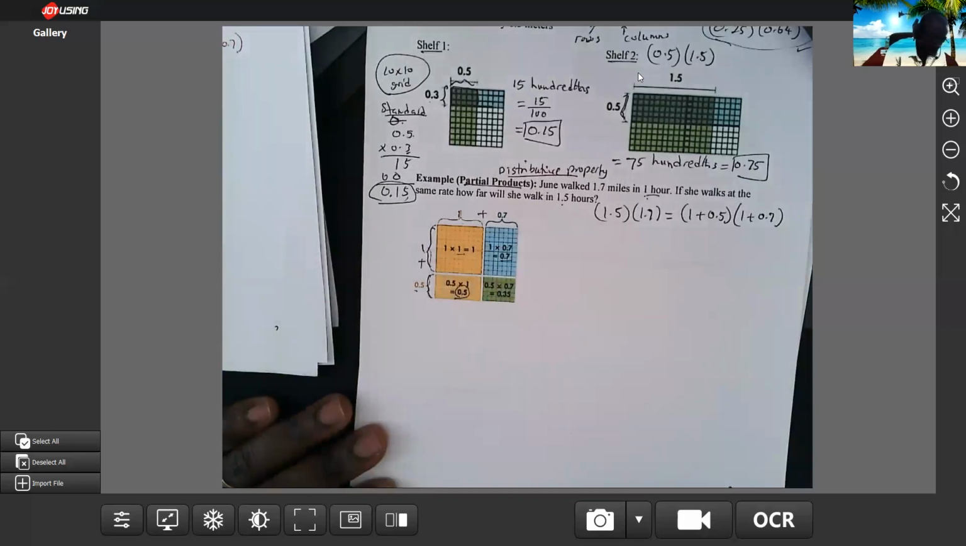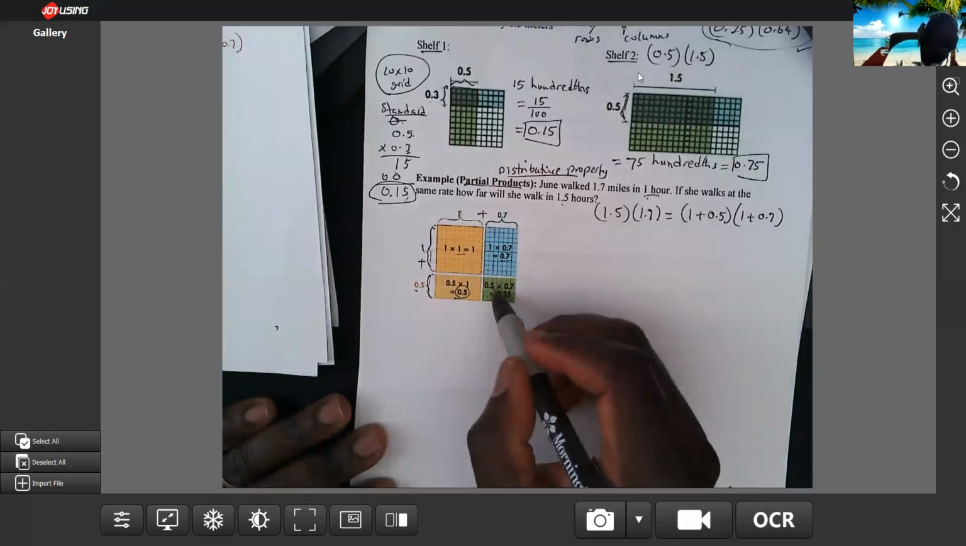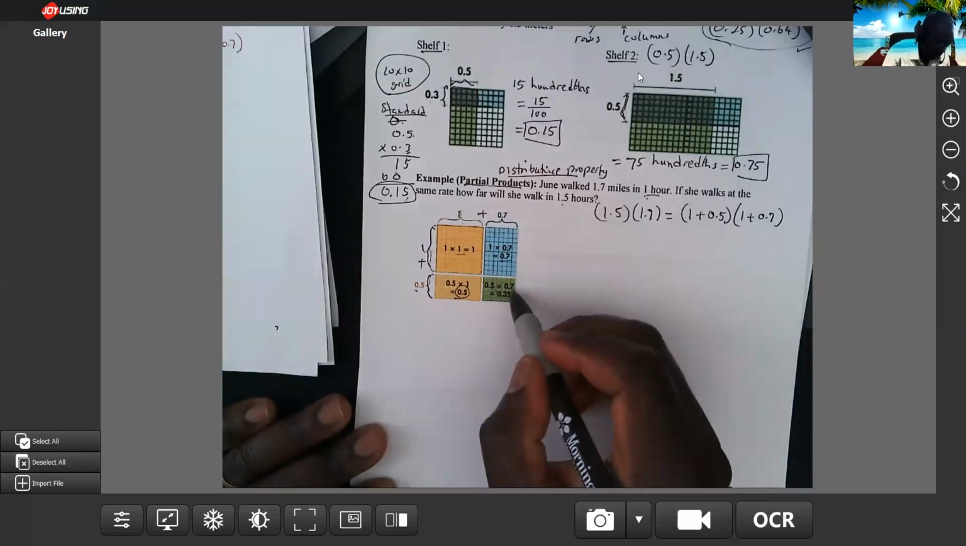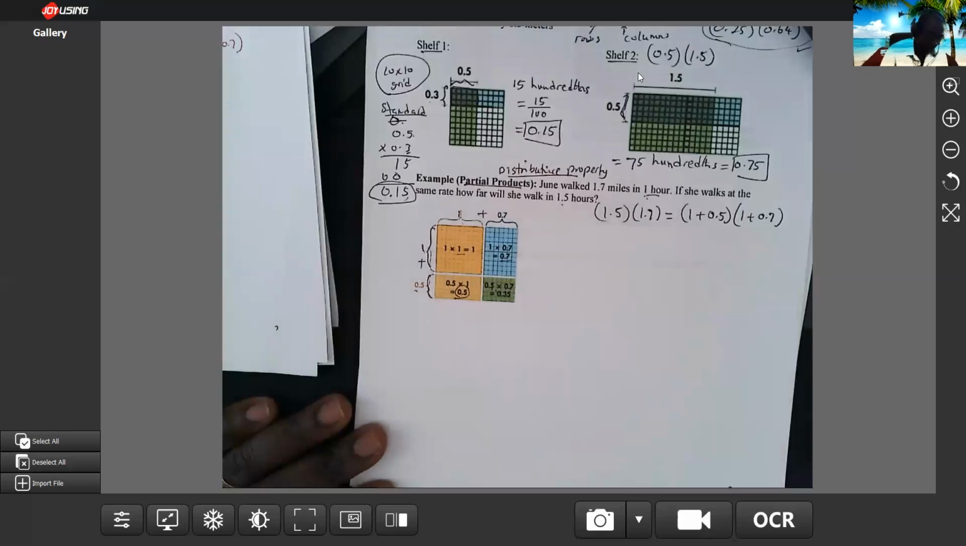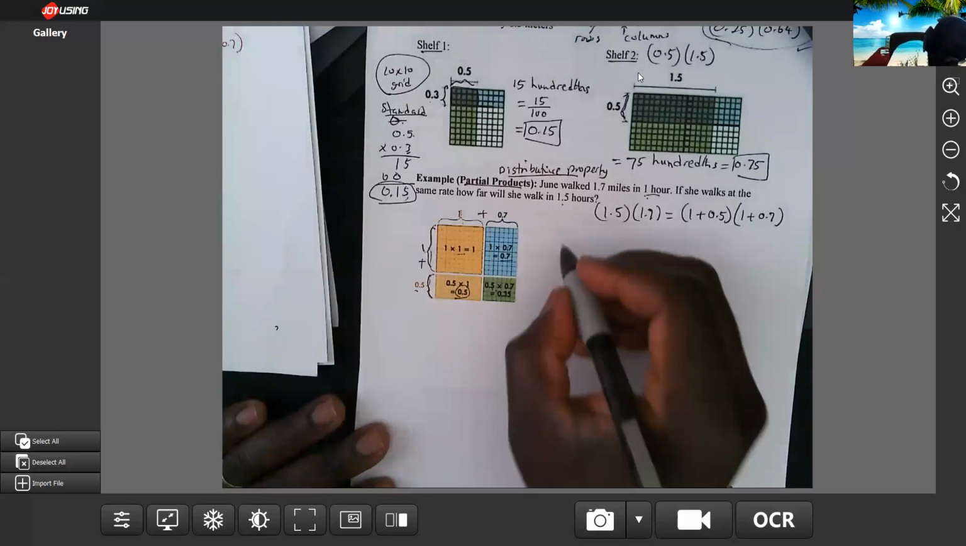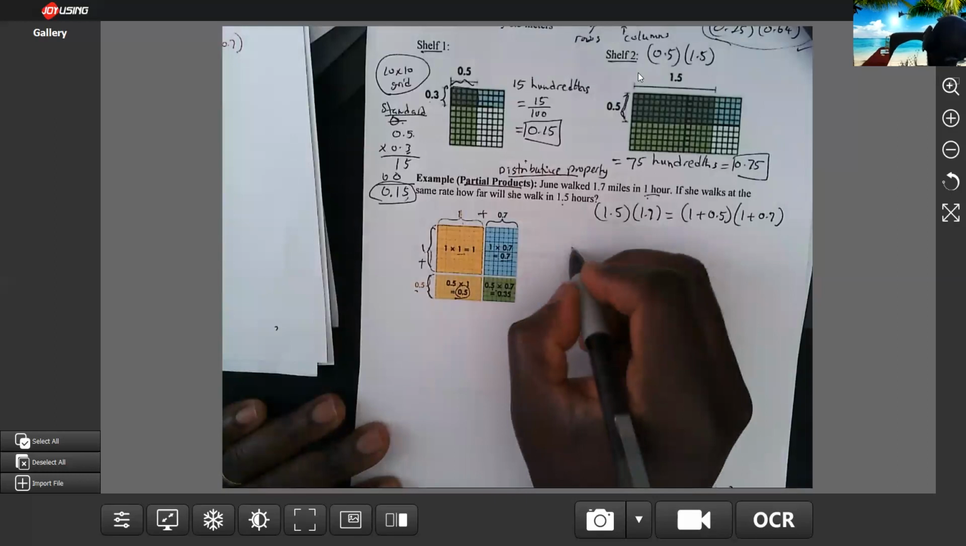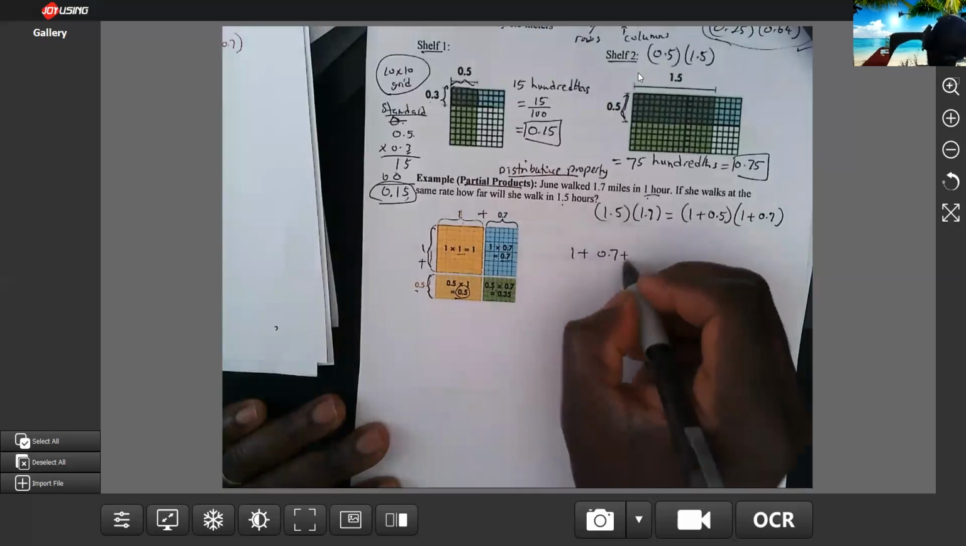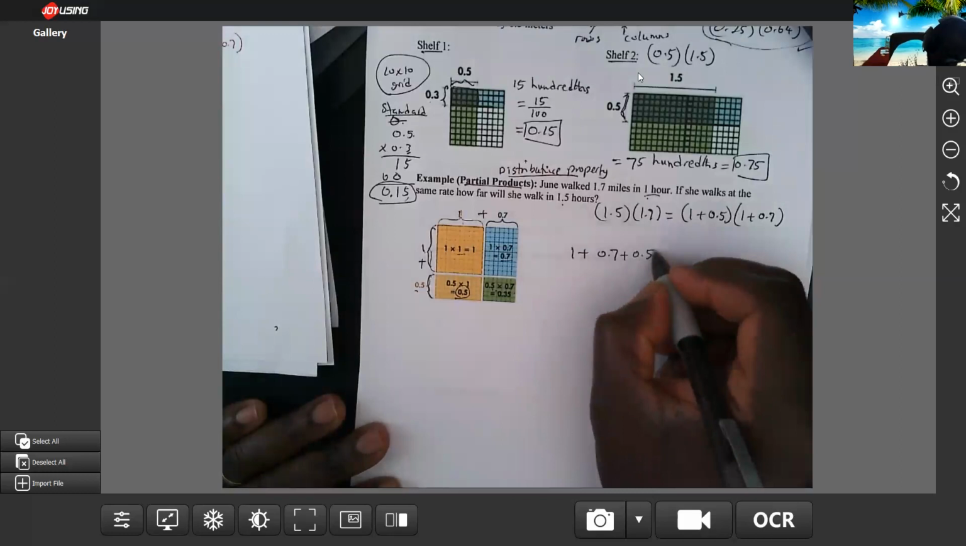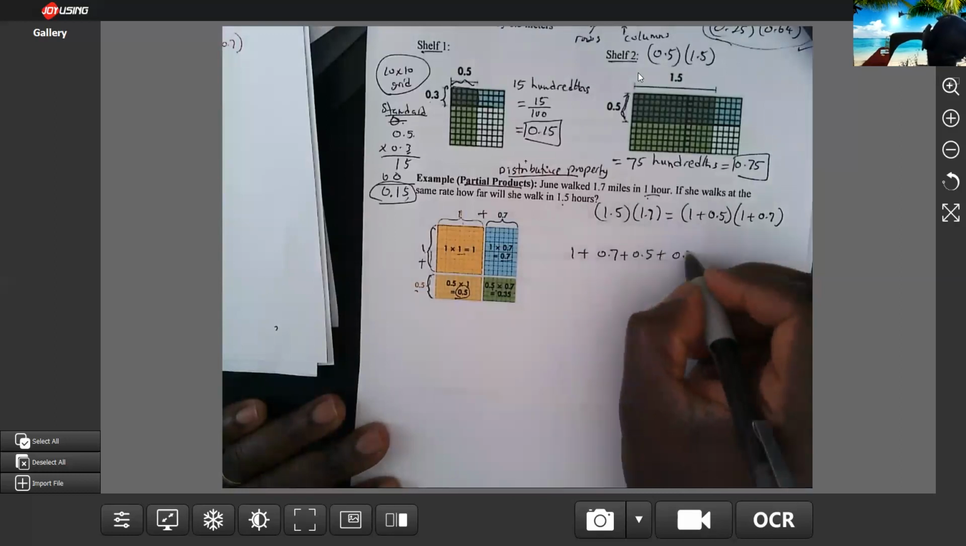As we did, you could notice that this would be 5 times 7, which is 35, and there'll be 2 decimal places, as we have explained before. So that'll be 35 hundredths. Now what would be the answer then? You're going to have 1 plus 0.7 plus 0.5 plus 0.35.